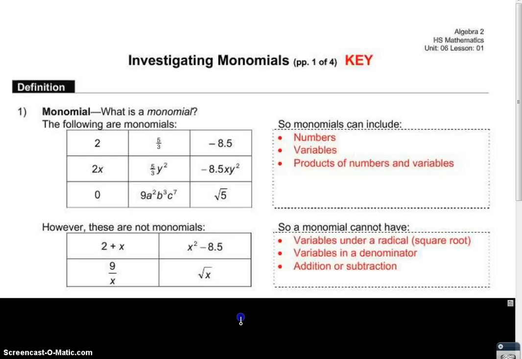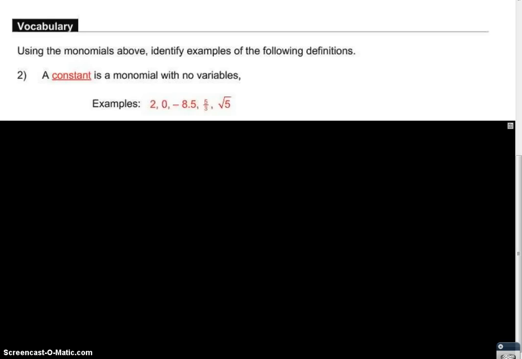So the next few numbers, we're going to actually do some definitions. So copy this down, and let's look at some definitions. Okay, using the monomials above, we're going to identify the examples of the following definitions. So number 2 says a constant is a monomial with no variables. So you should have the examples written above. It'd be 2, 0, negative 8.5, 5/3, and the square root of 5.